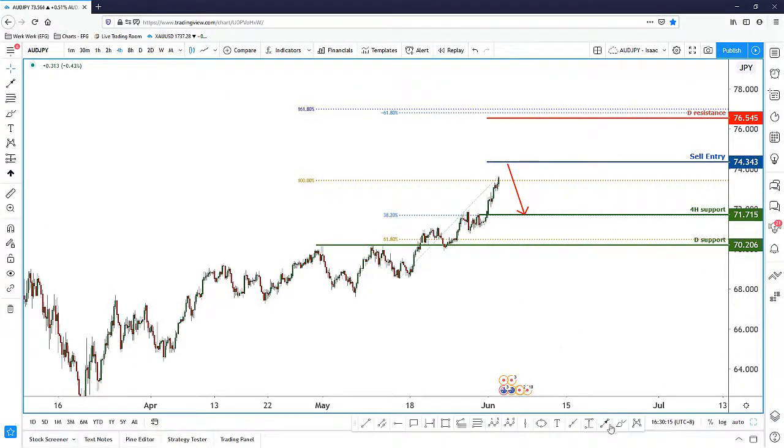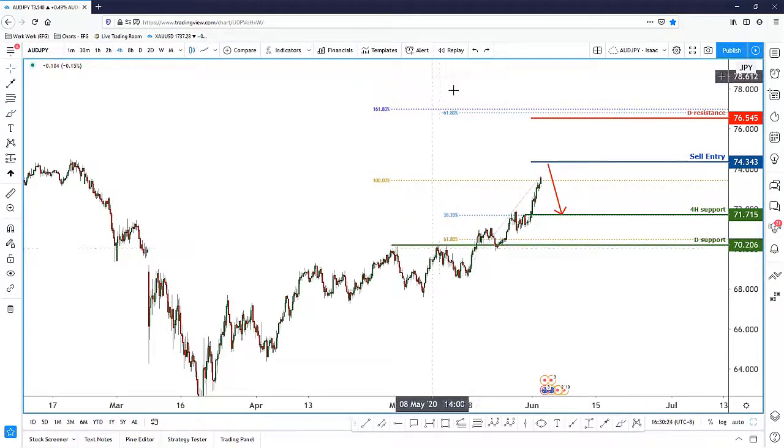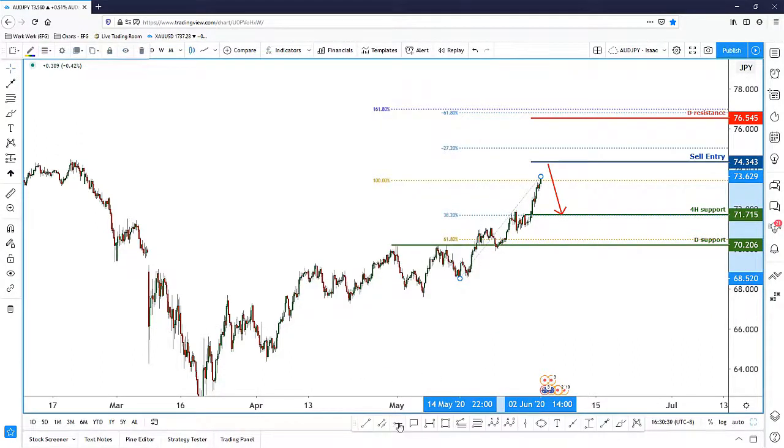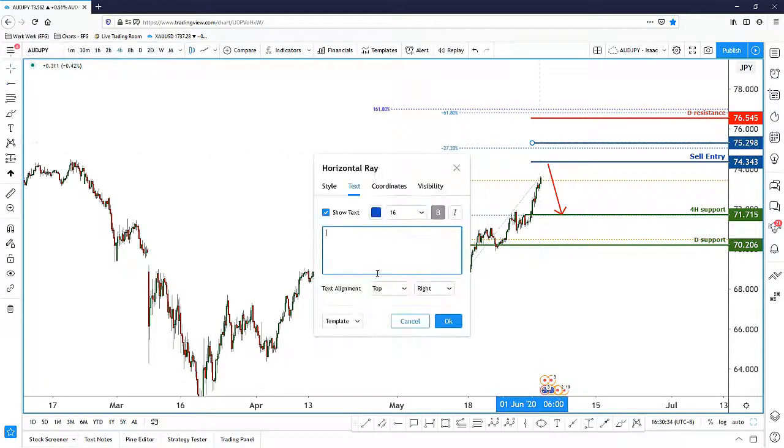Now, should price break above my sell entry and close above my sell entry, the question then will be, where do I put my stop loss? Right, so there are various ways that we can find to put the stop loss. We can either put it at a negative 27.2, slightly higher. Okay, we can put the stop loss slightly higher here.